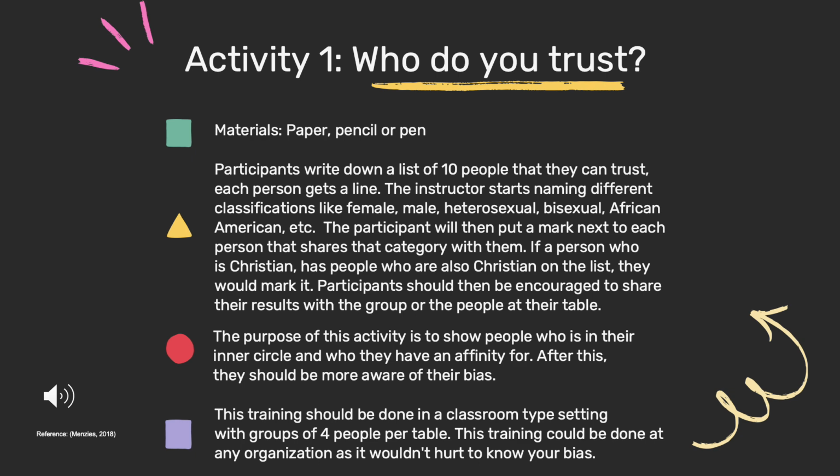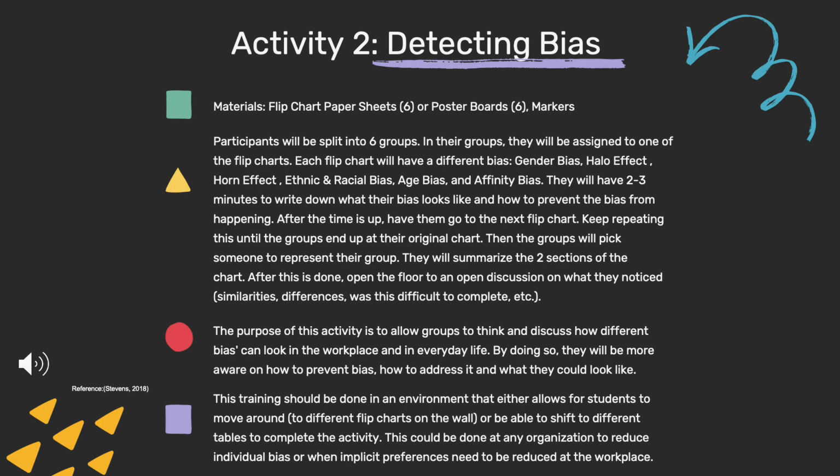The second activity for this training is called Detecting Bias. For this, you will need 6 flip chart paper sheets or 6 poster boards plus markers for either option. In this activity, participants will be split into 6 groups. In their groups, they will be assigned to one of the flip charts or poster boards. Each flip chart will be a different bias.